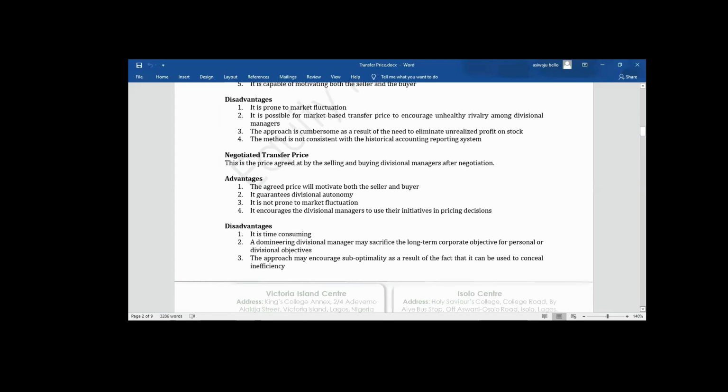Number 3, negotiated transfer price. Under this method, the agreed transfer price between the selling division and the buying division is based on the negotiation between the two divisional managers. Negotiated transfer price is a transfer price based on negotiation between the buying division and the selling division.